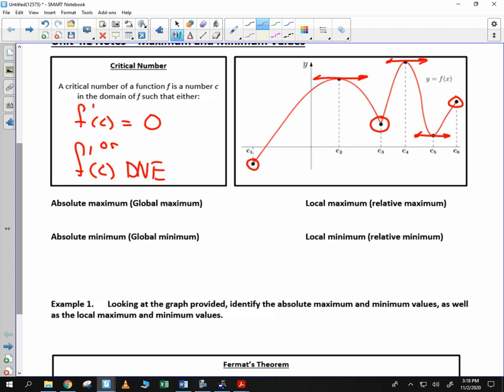Now we're going to talk about maximums and minimums. Absolute maximum or global maximum is the largest value of a function, and really on a given interval. Absolute minimum would be smallest.